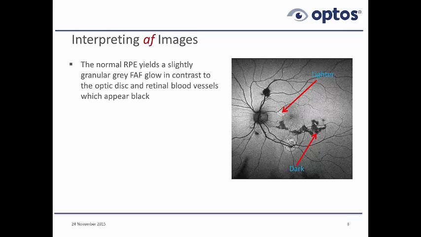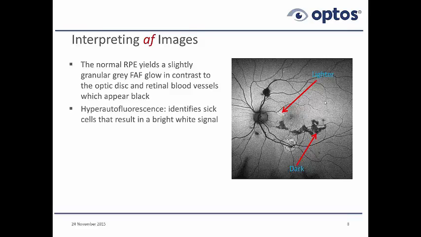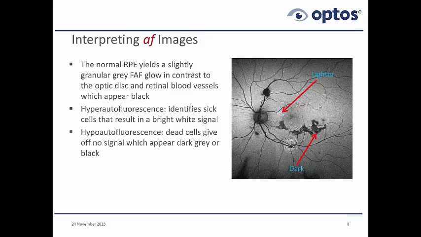Interpreting AF images, well, as you can see, most of this image is sort of this granular gray glow. I think you can see my pointer over here. Notice, by the way, that the disc is relatively dark and the vessels are dark. That's because the disc and vessels typically don't have lipofuscin in them. The lipofuscin is actually giving the retinal pigment epithelium this sort of granular gray glow that we're seeing. We can get lighter areas, which are hyper-autofluorescent, and this identifies sick cells that result in this brighter white signal, as I think you can see.